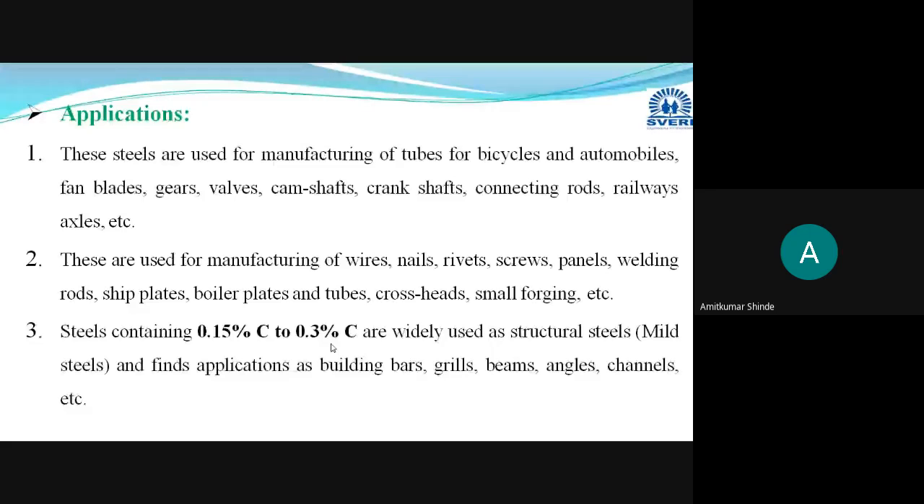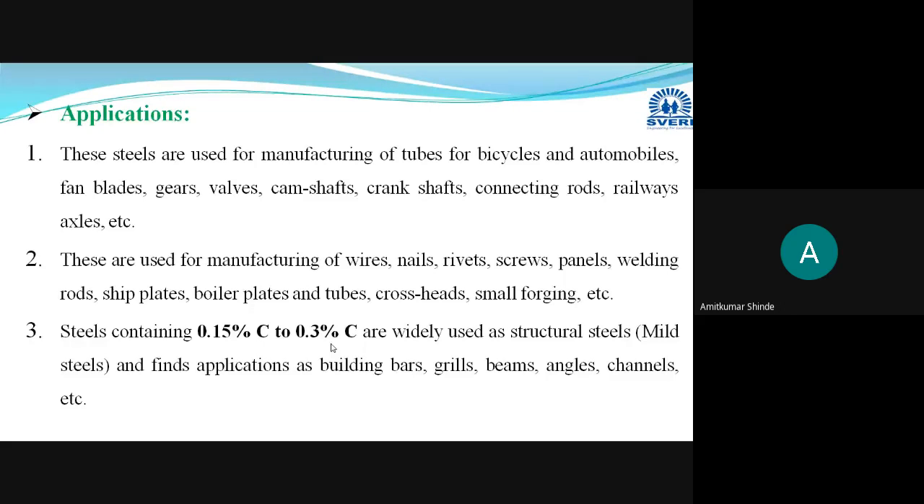That all are made up from this mild steel, which is containing the carbon within the range of 0.15 to 0.3%. So this is a very good application, and it will be very easy for you to remember or recall it. Means all these structural steels, which are also known as mild steels, are nothing but a type of low carbon steel only. Then go for the first application.